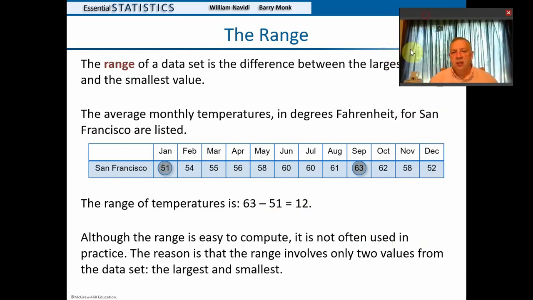Okay. Although the range is easy to compute, it is not often used in practice. The reason is that the range involves only two values from the data set, the largest and the smallest. What we want is more of how most of the data is spread out, not necessarily those outliers, like that one lottery win. Okay?